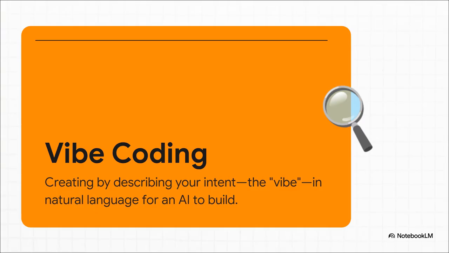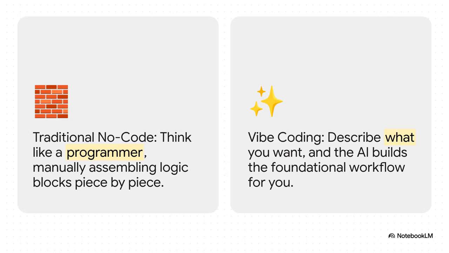So what on earth is vibe coding? Well, it basically means you stop giving a computer super specific step-by-step instructions. Instead, you just describe your goal, the vibe of what you want to accomplish. You focus on the what, and you let the AI figure out the how. And this is the key difference. With older no-code tools, you're still kind of thinking like a programmer, right? You're dragging and dropping logic blocks and connecting them. But with vibe coding, you just start with your idea. You describe it, and the AI does the hard work of building out that basic structure for you. I mean, the barrier to entry just completely vanished.